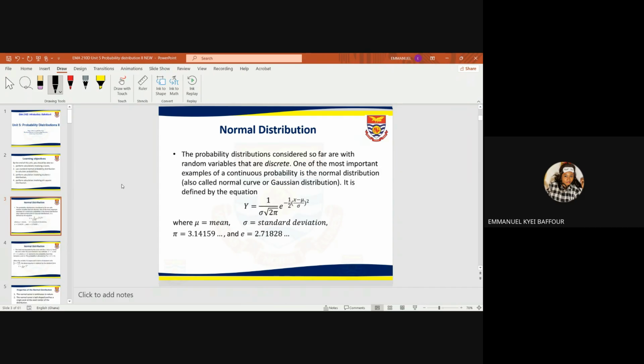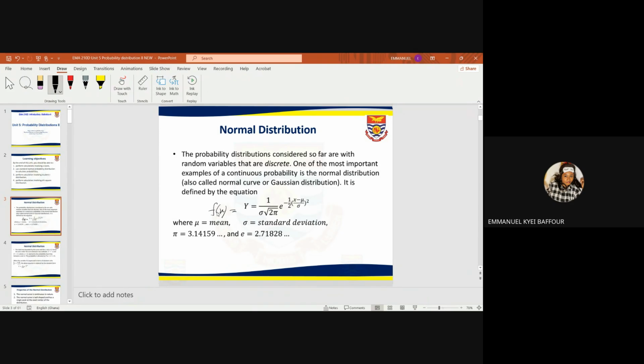So for the normal distribution, which we've all encountered in one way or the other, the probability density function is given as f of x equal to 1 over sigma multiplied by the square root of 2 pi, multiplied by e to the exponent of negative half multiplied by x minus mu divided by the standard deviation, all squared.